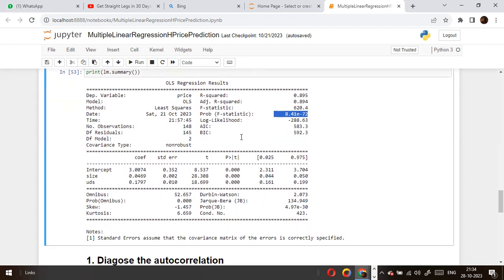Okay, log likelihood minus 288. Right, so this one, log likelihood. What is log likelihood?